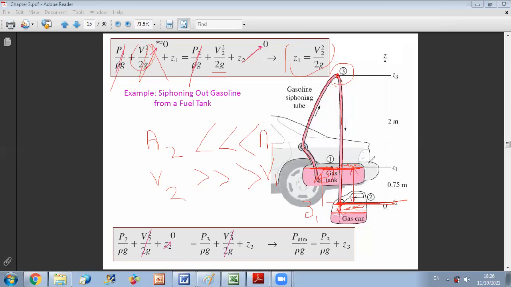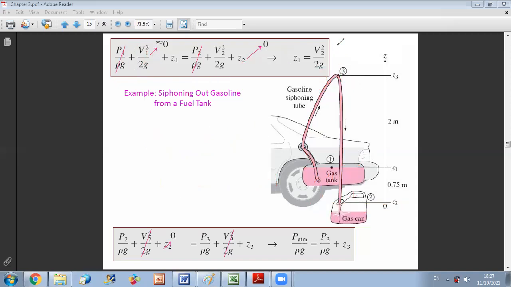Now, we should pay attention here. Point 3 is a critical point. Do you have an idea why point 3 is a critical point? Okay, let us do the analysis together. We will see that the pressure at point 3 is a minimal pressure, and because it's minimal, we can have cavitation. What is cavitation? I will remind you of cavitation.